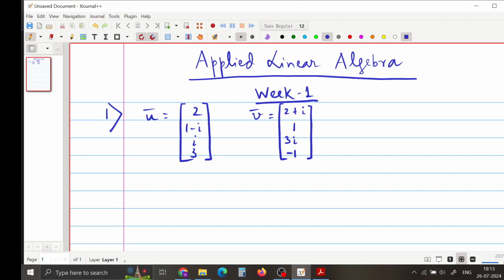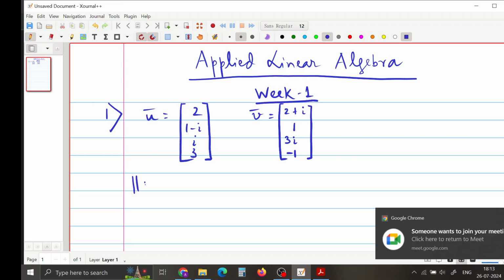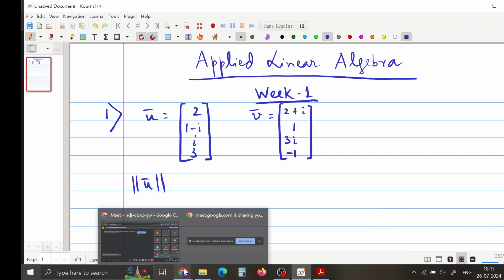So first we have to compute their individual norms, the norm of vector u and the norm of vector v. So yeah, if anyone wants to volunteer, how do we calculate the norm? Feel free to unmute and respond.